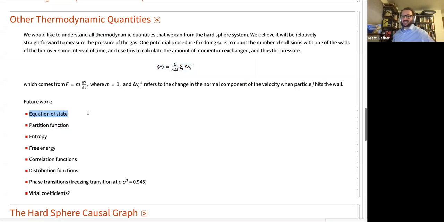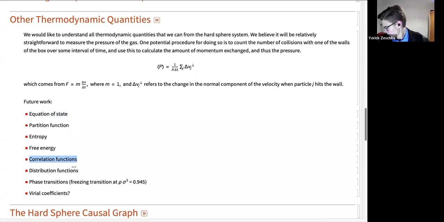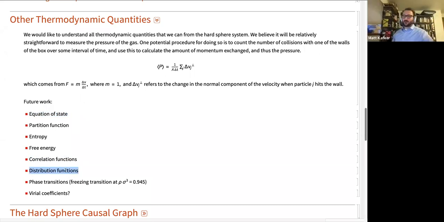we're going for the equation of state. But if you have the partition function, like in statistical mechanics, just differentiate the partition function in 10 different ways, and you have all these quantities that you might want to care about. So it would be really cool to get the partition function from this graph, and I suspect it will be there as well. And then correlation functions and distribution functions is something that I'm quite excited about.